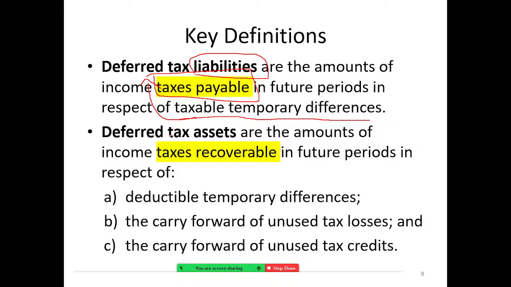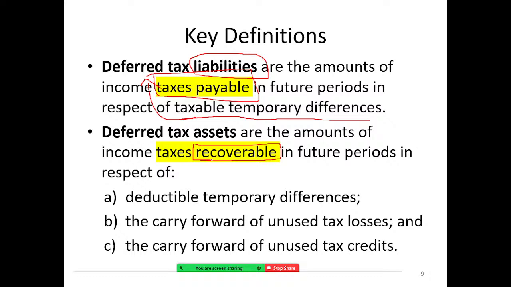Then deferred tax assets are the amount of income taxes recoverable. Recoverable means we already paid a high amount of tax. So in the initial example, we estimated 1,000, but current tax payable was 1,200. So it's an overpayment, and in the future it will be recovered. Therefore we call it a deferred tax asset. So deferred tax assets are the amount of income tax recoverable in future periods in respect of.